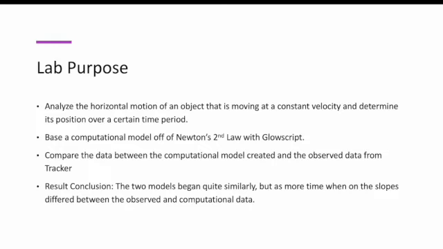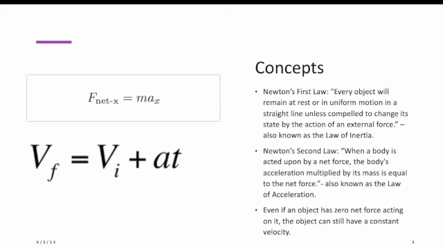We're going to base this off of Newton's second law, and we're going to create a computational model using GlowScript, as well as make an observational model using the Tracker app. At the end, the conclusion will be that even though these two models are quite similar, the Tracker app, which is the observational, slightly varies from the computational model because it accounts for things such as friction and gravity.